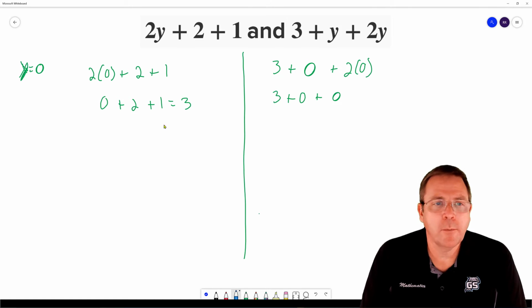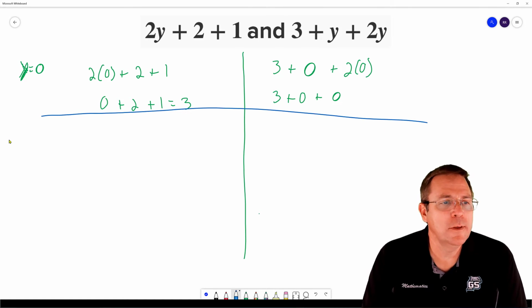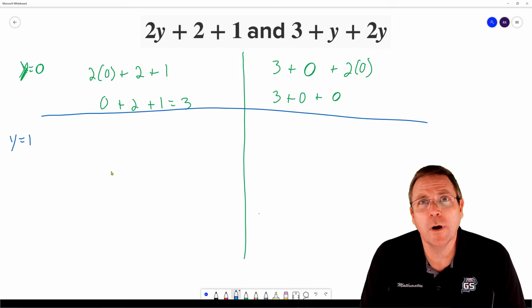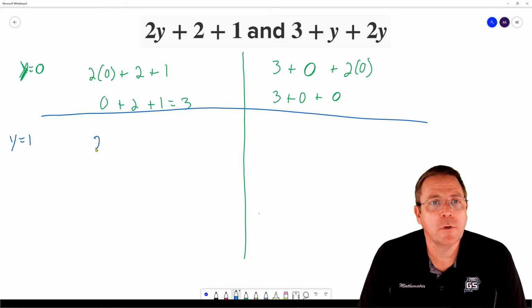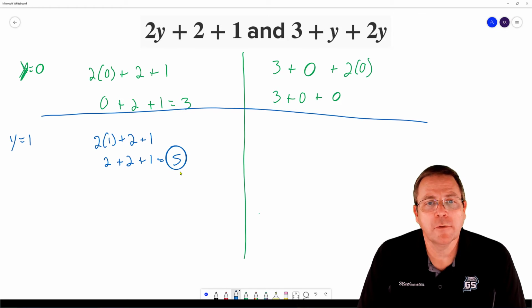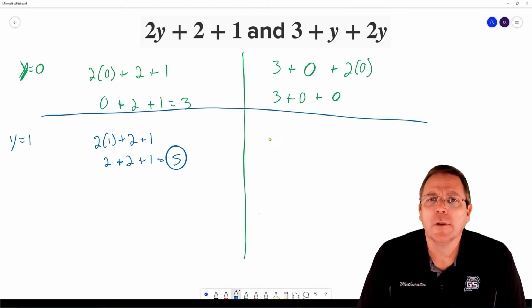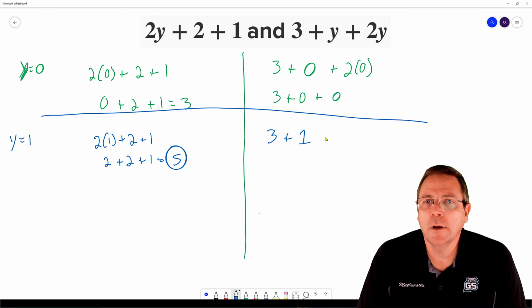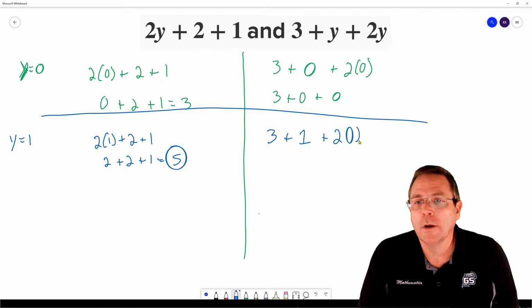Let's change the color of our marker and let's try a new one. This time I'm going to let y equal 1. So for that I would have 2 times 1 plus 2 plus 1. 2 times 1 is 2 plus 2 plus 1. That's going to equal 5 this time. If I get a 5 on the right, it's safe to say that they're going to be equivalent. So for this one I'm going to do 3 plus, now y is equal to 1, plus 2 times 1.